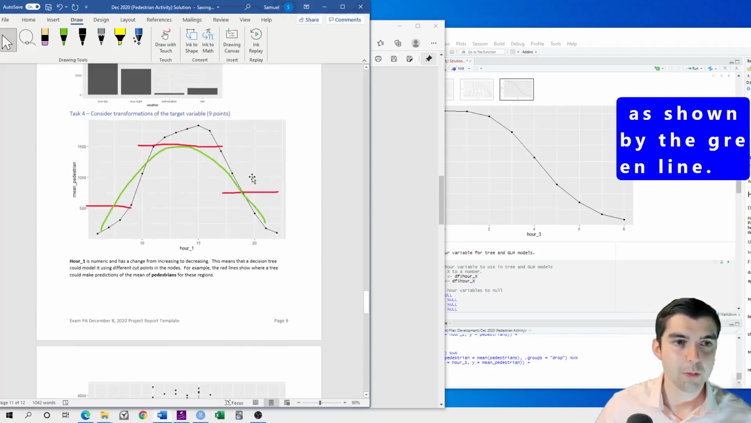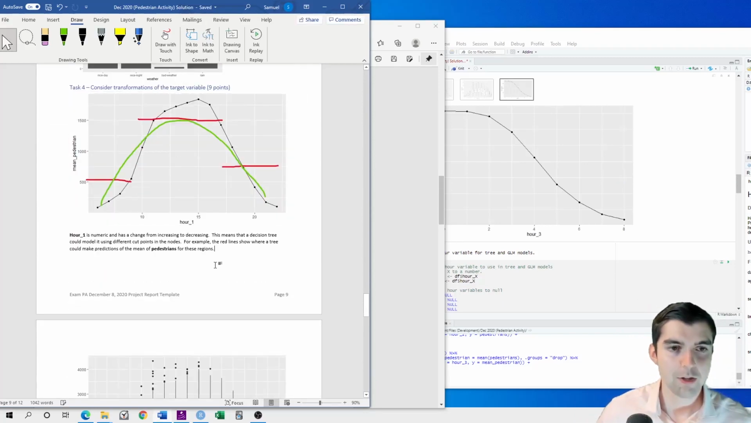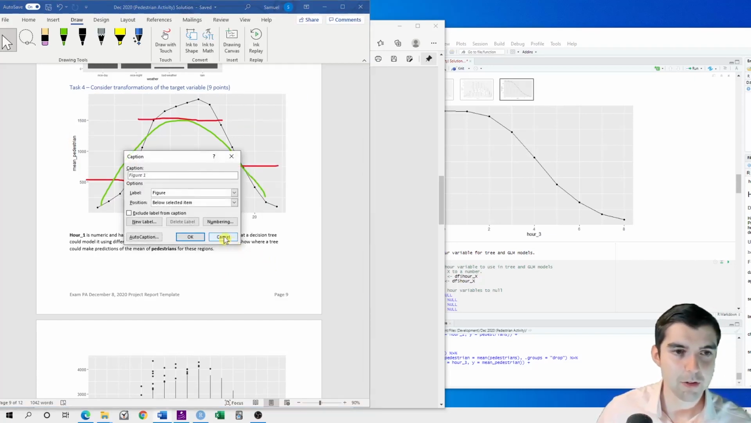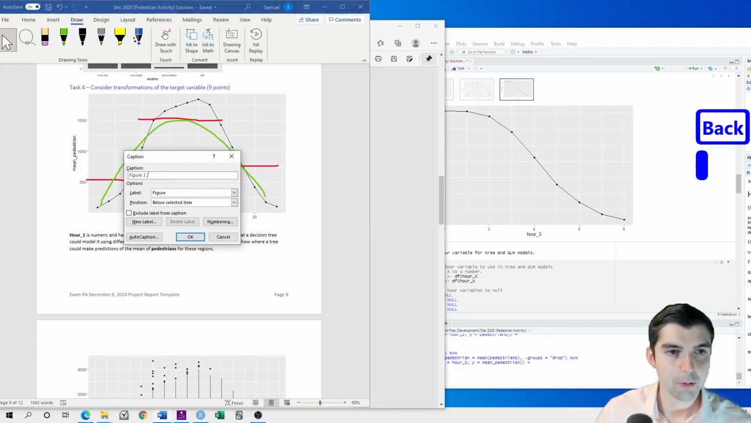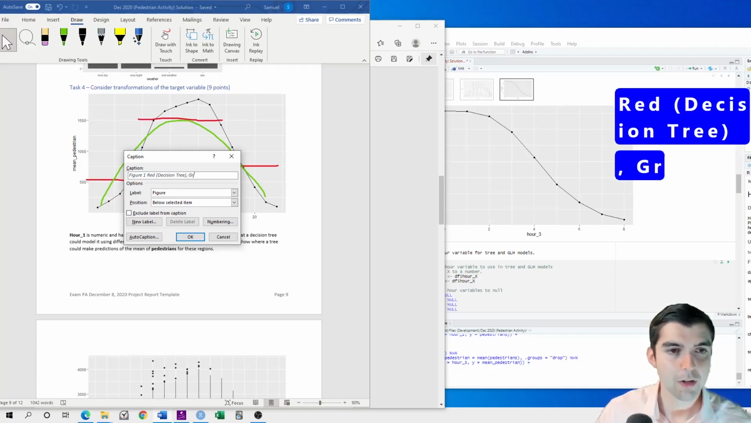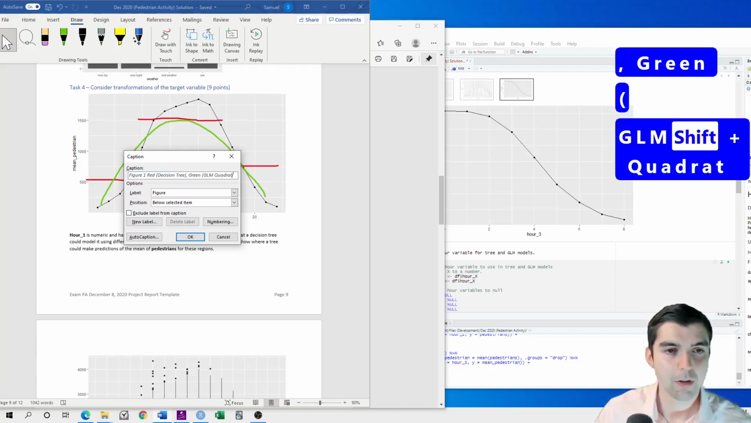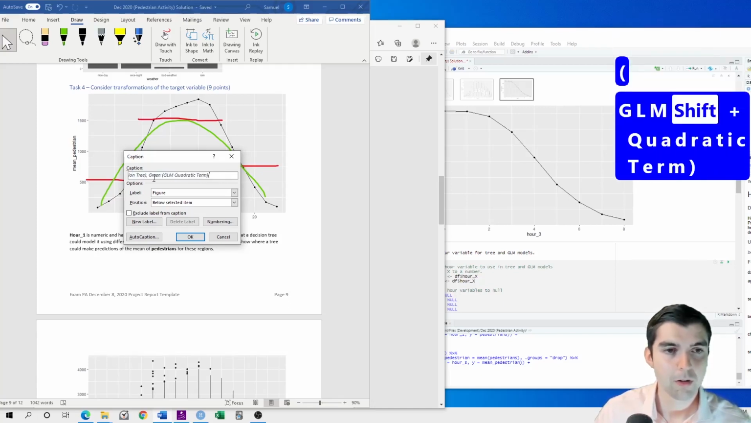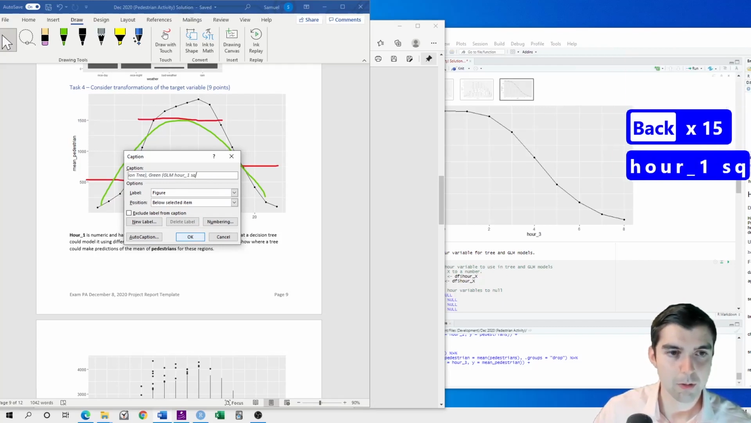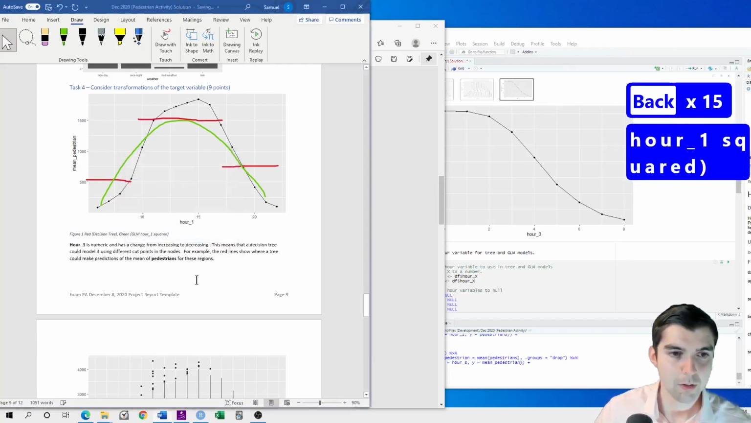And just to make it easier for the grader, it's a good idea to right click on this image and then press insert caption. And it'll say Figure 1, red decision tree, green GLM quadratic term. Or let's say GLM hour 1 squared. And that adds this nice caption underneath the image.